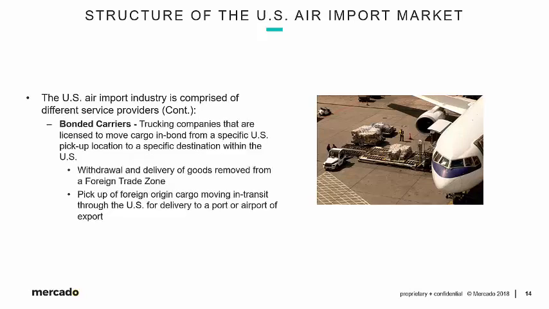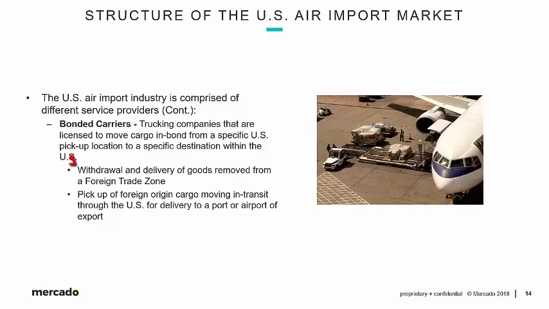We mentioned bonded carriers briefly. Let's go into a little bit more detail here. Bonded carriers are trucking companies that are licensed by U.S. Customs and Border Protection to move cargo in bond from a specific U.S. pickup location to a specific destination within the U.S. Goods are physically in the country. They haven't cleared through customs. They haven't entered into the commerce of the United States. Truckers can move freight around like that. A flight might come in from London into Chicago and then be trucked down to Cincinnati without clearing customs. A bonded carrier would have to do that.